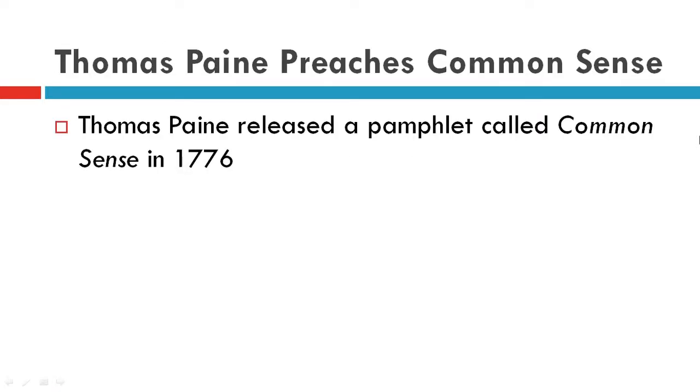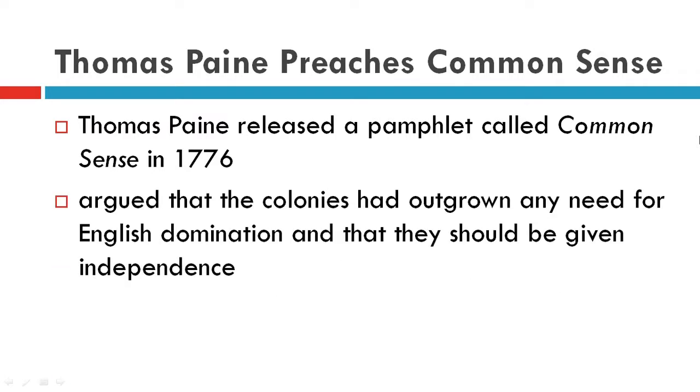Enter the scene Thomas Paine, who released his pamphlet Common Sense in, I think, January of 1776, so just a few months before the Declaration of Independence. He argued that the colonies had outgrown any need for English domination and that they should be given independence. He's taking ideas of the Enlightenment and popularizing them. He's writing them in a language that the common man could identify with, and it also had a bit of energy, vigor to it as well.